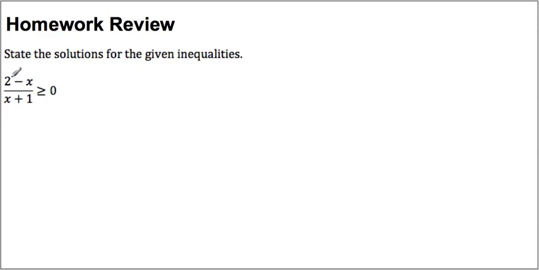In fact, whenever you have a fraction, the numerator and denominator each get to the boundaries of the interval. Top because the fraction can be equal to 0, bottom because the fraction can be undefined. So when you look at the top, we get 2 minus x is equal to 0. That means x has to be equal to 2. Bottom, x plus 1 is equal to 0. That means x is equal to negative 1.